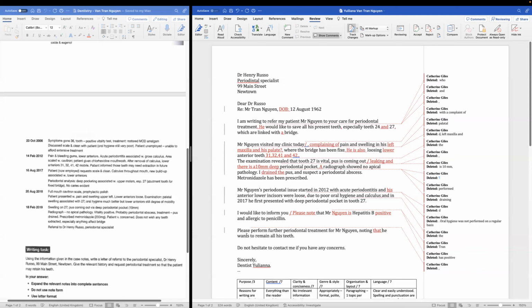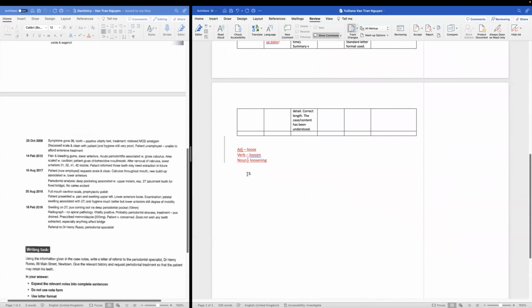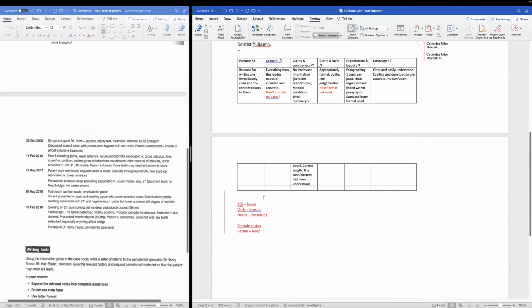he wants, okay, here's a useful tip, wishes is a little bit more formal and more appropriate in a medical letter. To remain, not remain, he wishes to retain. So remain means stay and retain means keep. Remain equals stay, retain equals keep. There we go.